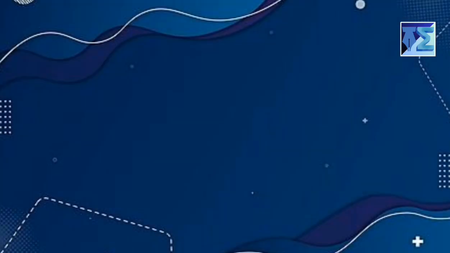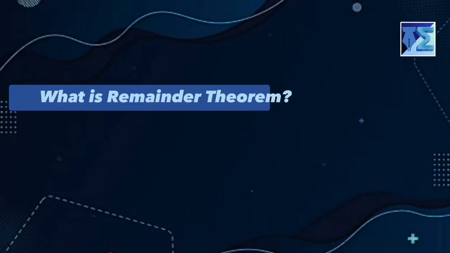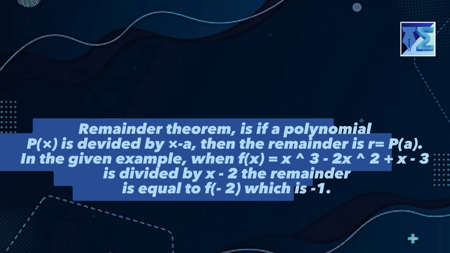When the function was divided by x minus 2, the remainder is negative 1. And also, when the function was evaluated at x is equal to 2, the result is also negative 1. This problem leads us to our lesson, which is all about the remainder theorem. Now, what is the remainder theorem? Remainder theorem: if a polynomial p of x is divided by x minus a, then the remainder r is equal to p of a.